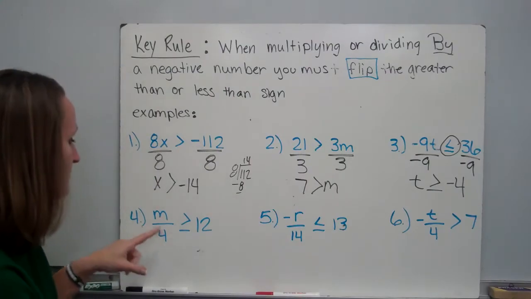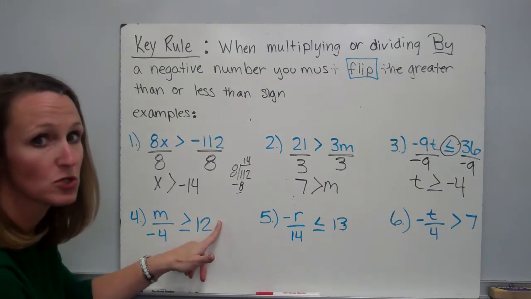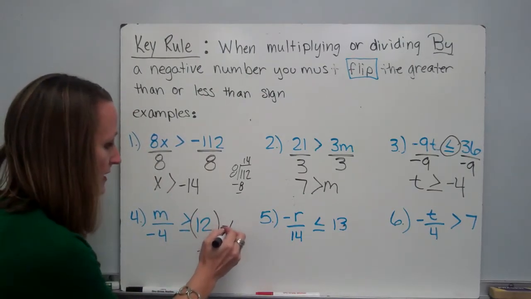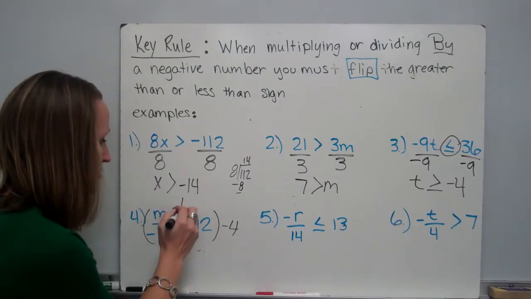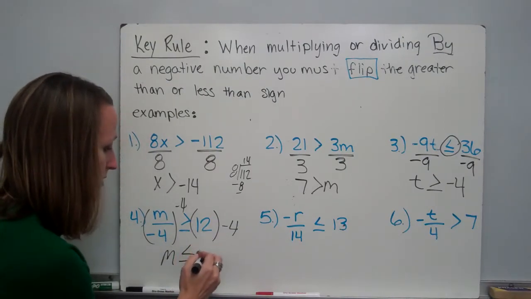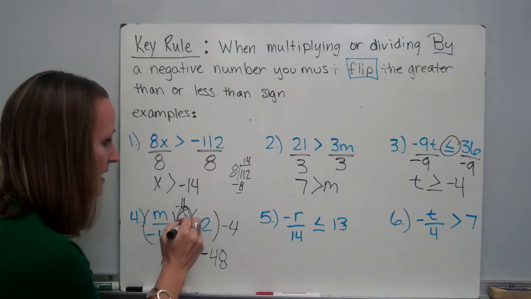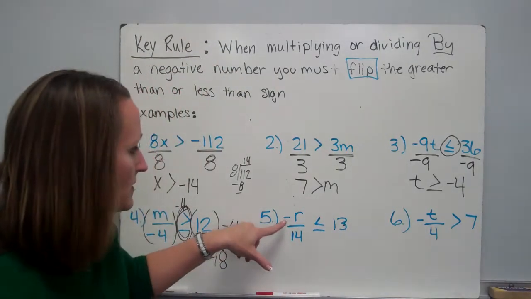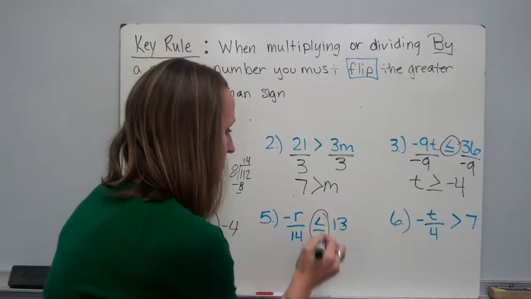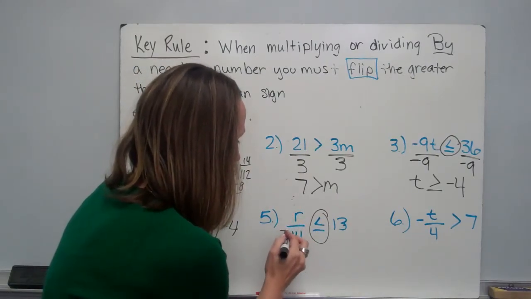Okay, so what about here? This is a division problem. I'm going to multiply by a negative 4. So what am I going to do? I'm going to flip my sign. Multiply by a negative 4 on both sides. So this is going to become m is less than or equal to negative 48. I flipped my sign. Look here. This negative on this side, I'm going to have to flip, because even though it's up here, it applies to anything.